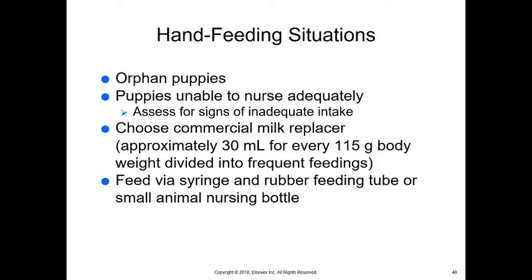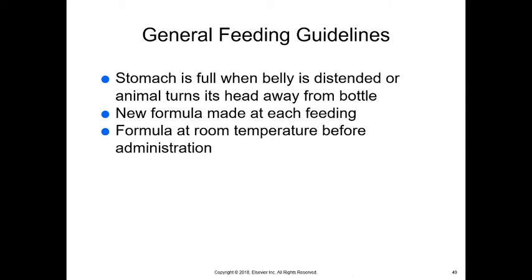You can feed via syringe, or you can use a feeding tube as long as you get it into the esophagus and not into the trachea. I don't want to put that food into the lungs. You'll kill them very quickly. Or you can use a small animal nursing bottle. To be very frank, to avoid aspiration pneumonia, where they're actually inhaling the milk, if you can do it properly with tube feeding, that's probably the safest way to do it.